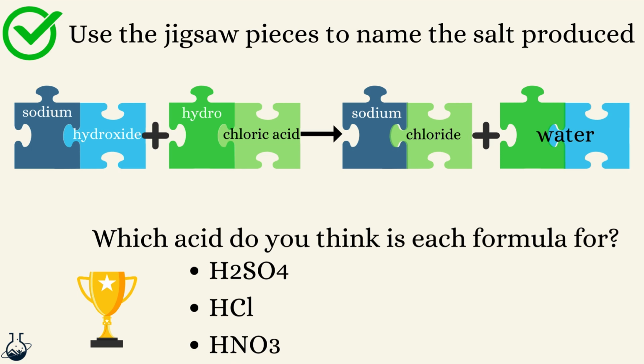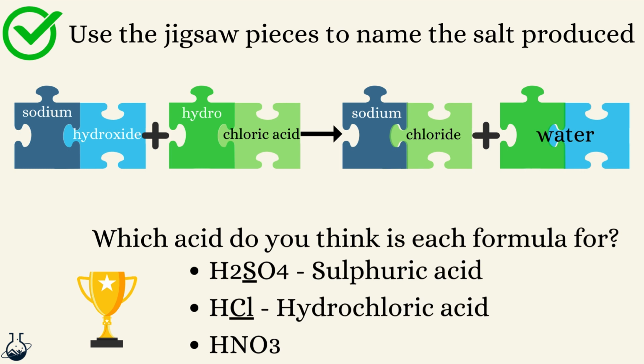Now for the challenge. This is now working towards acid formulae. At first glance, they look like a jumble of letters and numbers, but upon closer inspection, we can actually work out what they are. This top one has an S in it, which means it's sulfuric acid. This one has Cl, which is chlorine, in which case makes it hydrochloric acid.